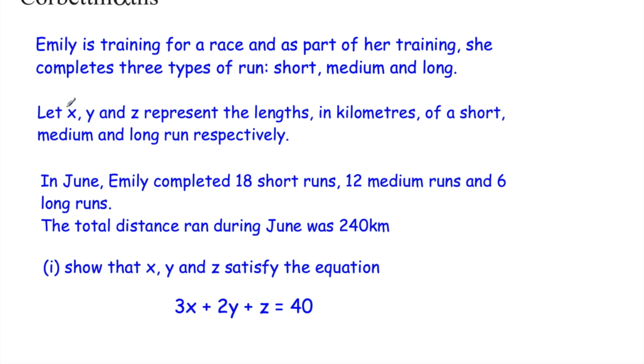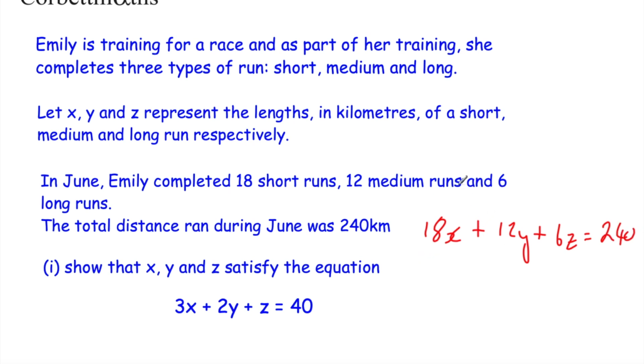would be 18 times x, so that'll be 18x, plus the 12 medium runs, each one of those is y kilometers, so that'll be 12y, and then plus the long runs, each of those is z kilometers, and the 6 of them, so plus 6z, and that equals the total distance, 240. So that's the equation. That's quite nice, setting that one up.